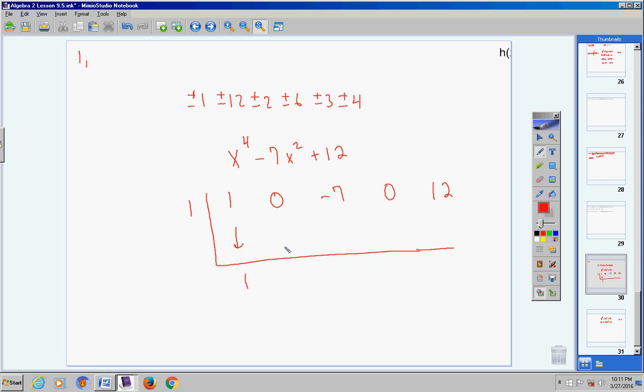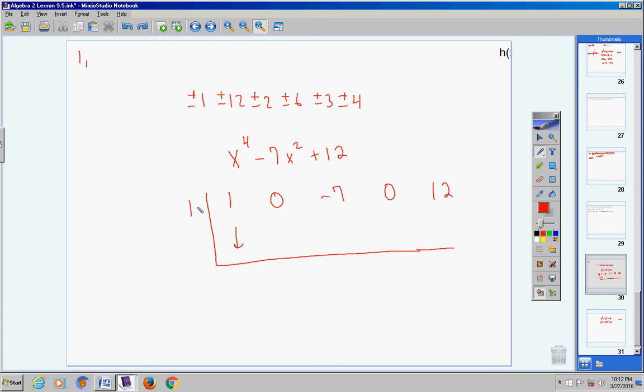1 times 1. Combine. Multiply. Combine. Multiply. Combine. Multiply. 1 times negative 6. Combine. Did I get out of 0 right here? No, I did not. Now, that does not mean that you cross off 1 off your list. 1 is one of the zeros. It just didn't work for this function.